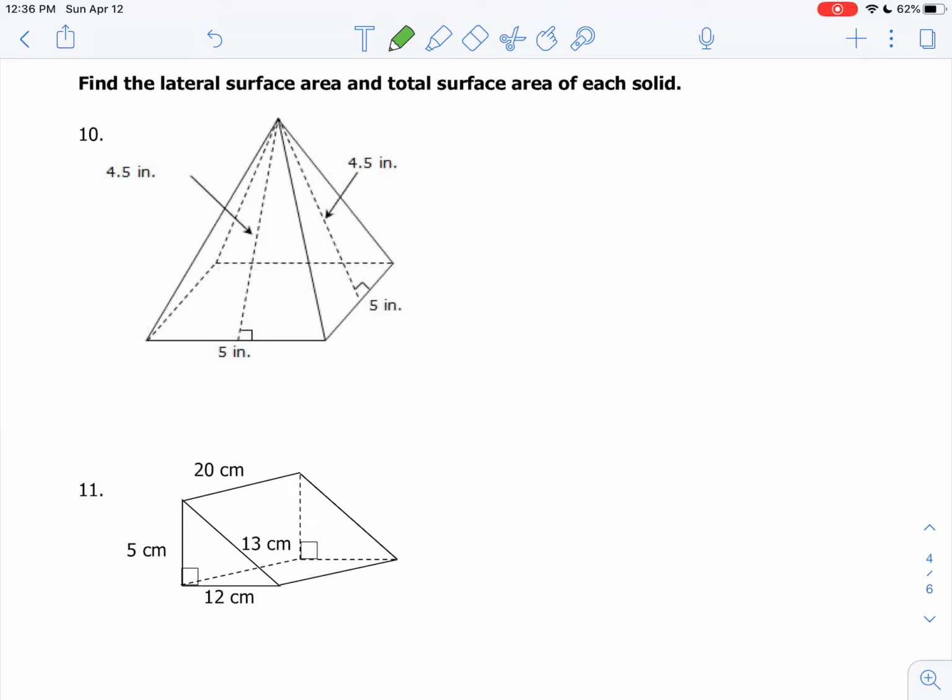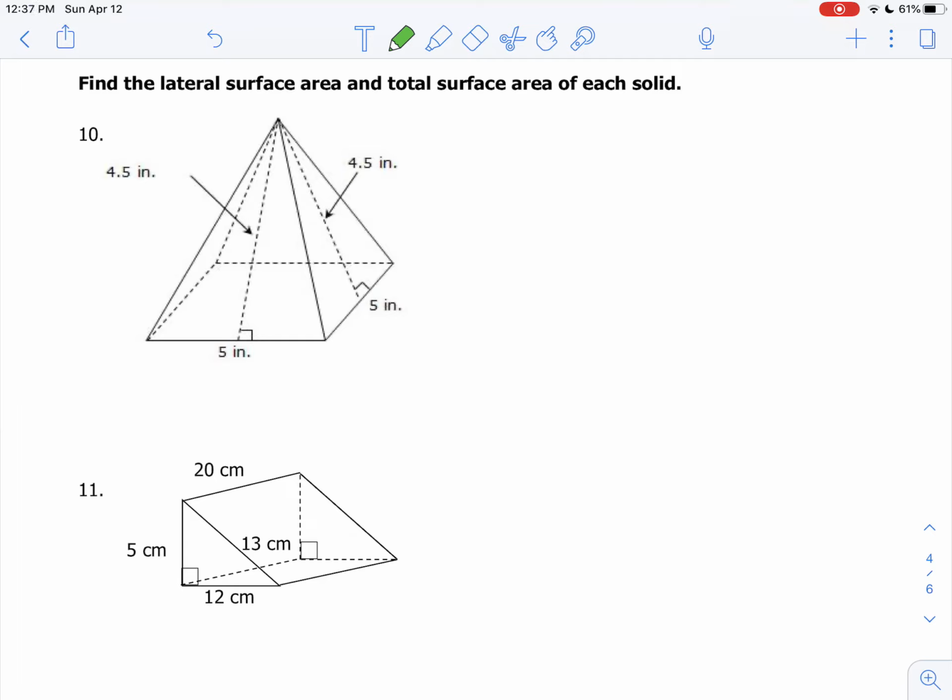It's asking for lateral surface area and total surface area of each solid. We are going to use the formulas. I'm going to ask you to make yourself a little formula sheet on a piece of paper. I'll send one out to you and post it somewhere. Maybe print it out so you don't have to keep swiping back and forth to find it. Definitely nice to have a formula sheet somewhere.